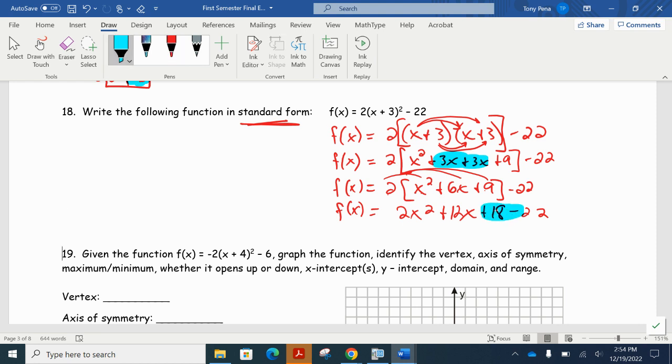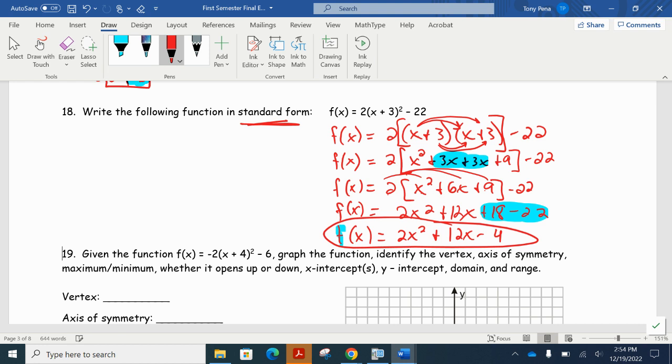Now we do end up with some final like terms here that we're going to be able to combine together. So f of x equals 2x squared plus 12x minus 4. And then that's standard form. We have probably spent most of our time going from standard form into vertex form. This one was just asking us to start here and then instead work our way into standard form. But that was just cleaning everything up.